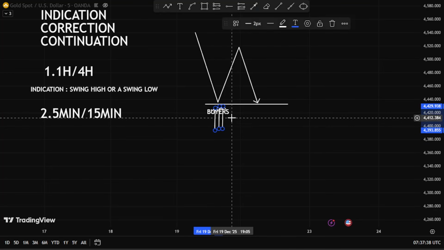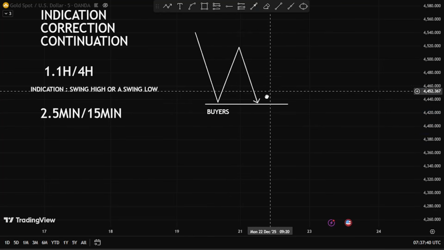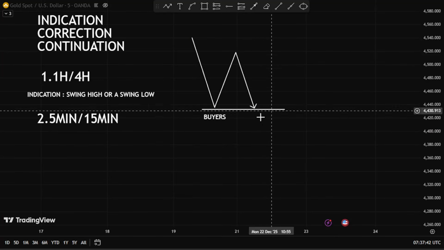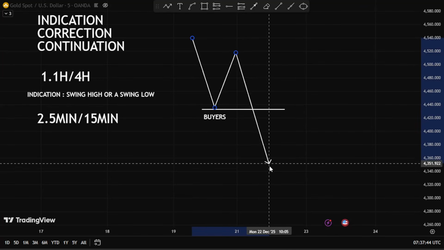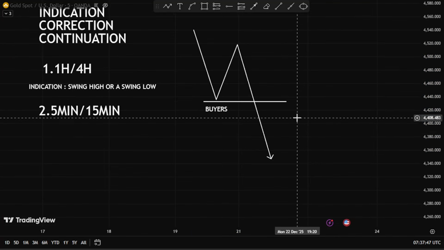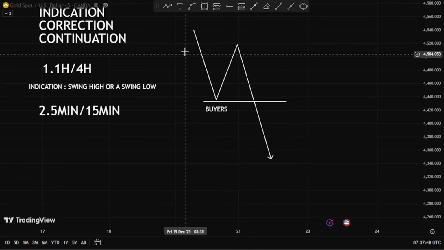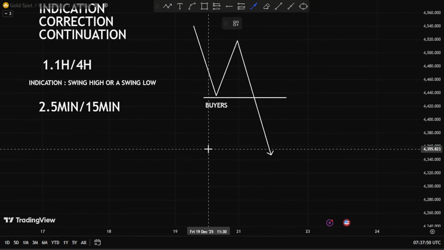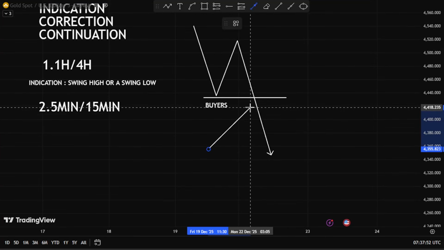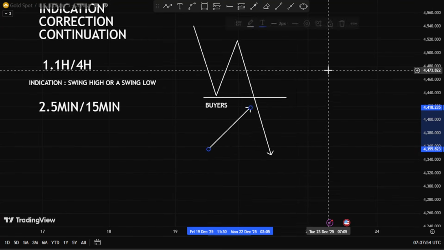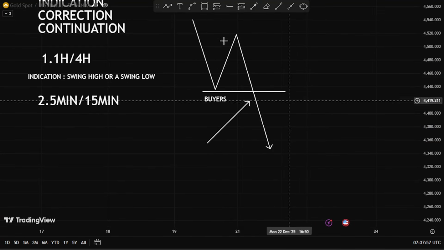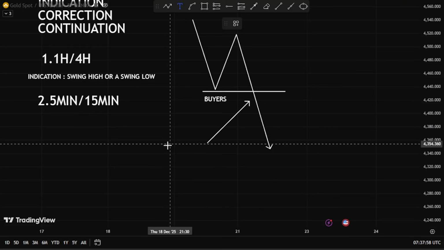So when price gets here, the buyers are supposed to kick in again. But when they are unable to kick in and price breaks, like as if no one is at that level, price indicates to us that there are no more buyers sitting here. So that is an indication that price wants to move down from here. So this is our indication, right?